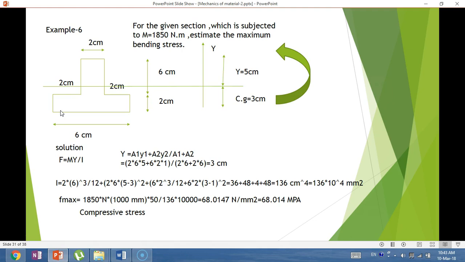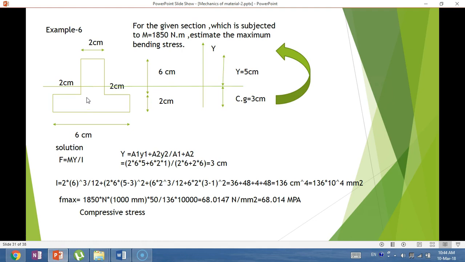In order to get the stress, we have the direct relation, which is sigma equal to My over I. We want to get the inertia of this section. In order to get the inertia of this section, we have to estimate the y bar. We divide it into two areas, where the first area is 2 by 6, while the other area is 6 by 2.